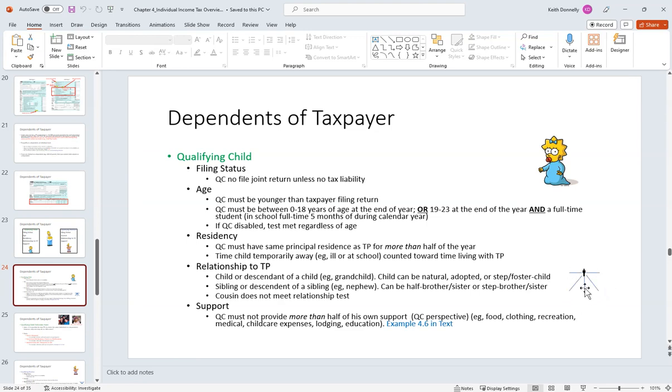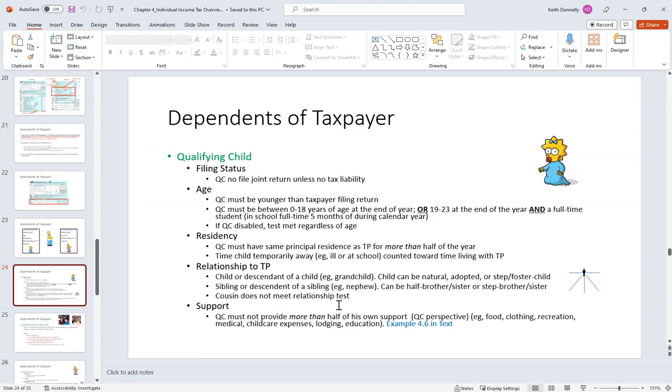So you can see, I tried to draw it out a little bit here, a visual if you're a visual learner. One thing here is cousin does not meet the relationship test. So interestingly, your brother can be a qualifying child, but your cousin can't.